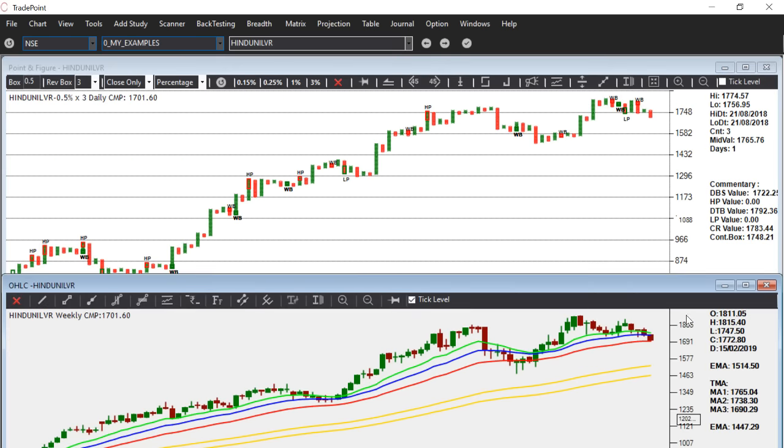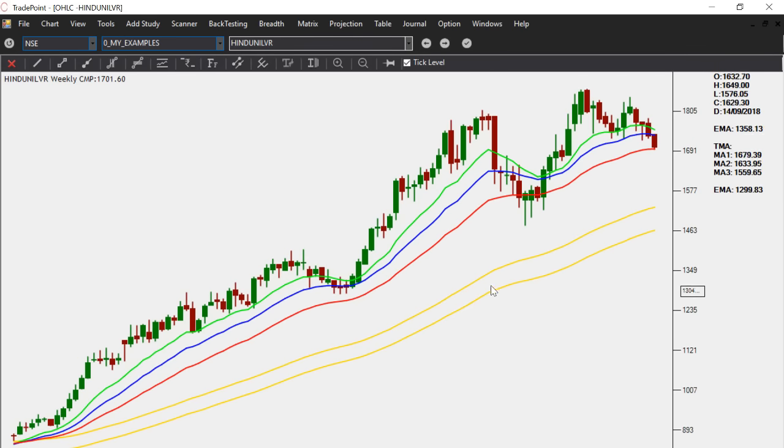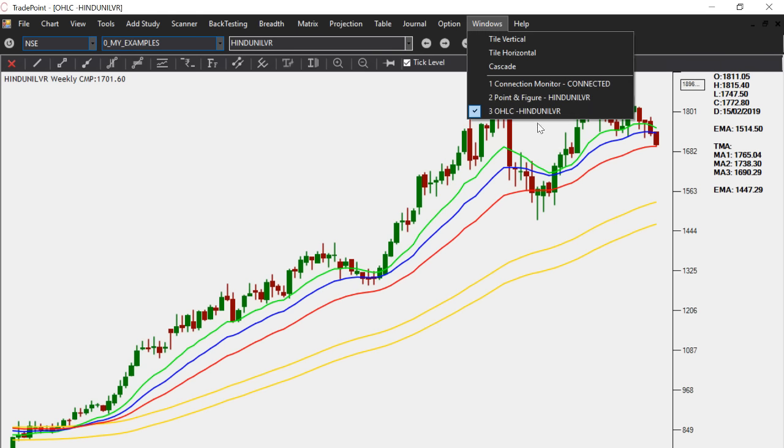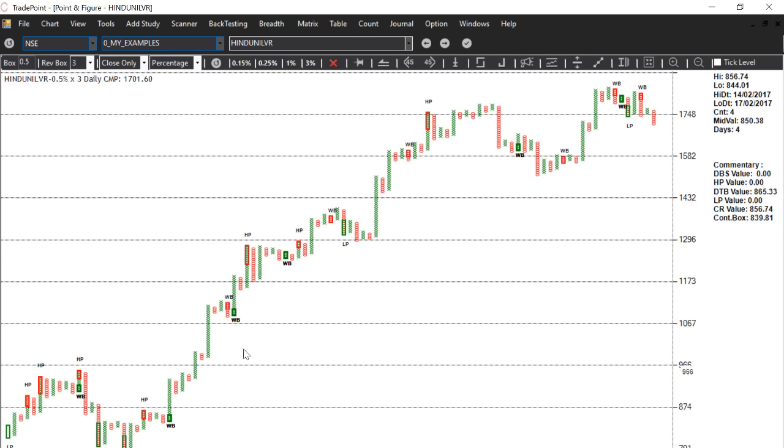Hindustan Unilever from FMCG. This is also one of the amazing stocks which is rallying. So every time it comes towards the channel, it is in a correction phase. So we can always wait. We can always wait for this correction to get over, and then we can trade the bullish patterns that will be formed on point and figure.